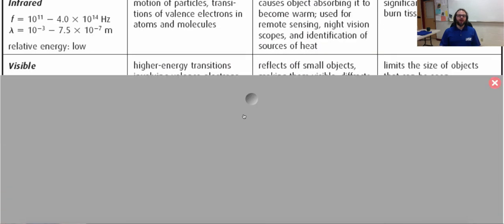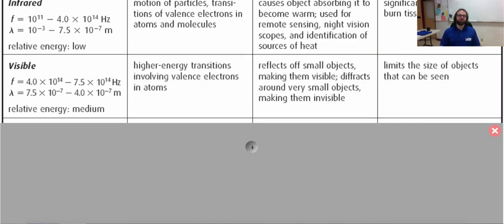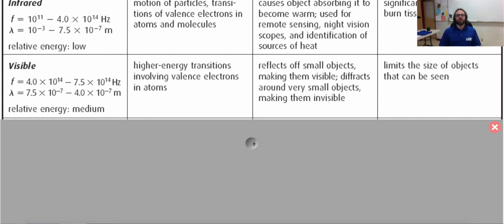Next, we're going to look at visible light. So this has a bit more energy because our frequencies are larger and our wavelengths are getting smaller. So higher energy transitions involving valence electrons. We're going to learn about this later, valence electrons jumping and what light they give off, or what kind of electromagnetic radiation they're going to give off.